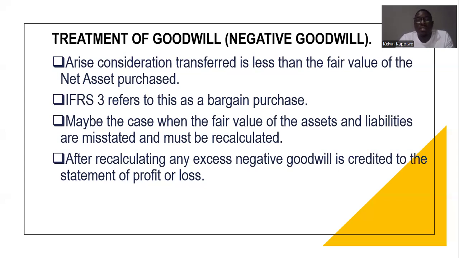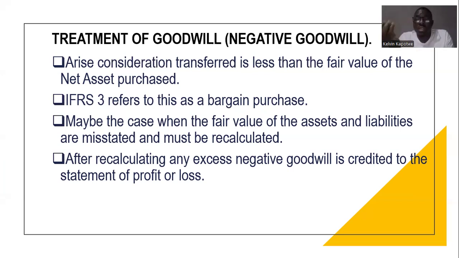So IFRS 3, colleagues, is business combinations. It calls this a bargain purchase, so it doesn't refer to it as negative goodwill. We use the word negative just to try and address the point here. But the standard IFRS 3 calls this a bargain purchase.